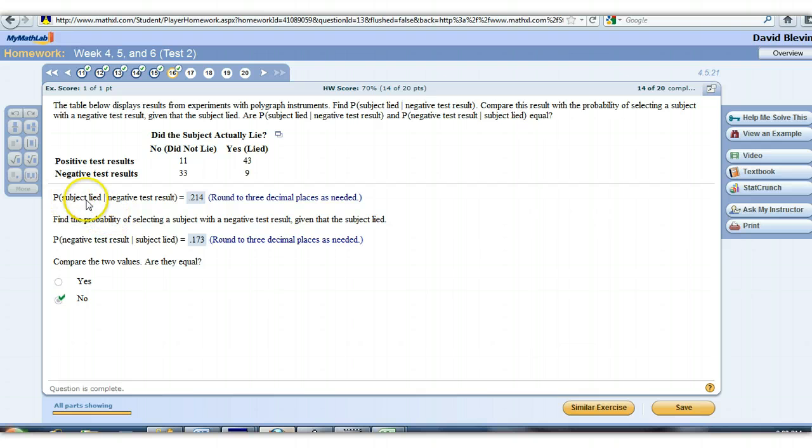You need to know that the subject lied given the negative test result puts us in this row. The negative test result given that they lied puts us in this column. So you need to be able to understand the notation, especially with the table, and know who you're actually dealing with, which row or column of information you're actually working with in that particular problem.